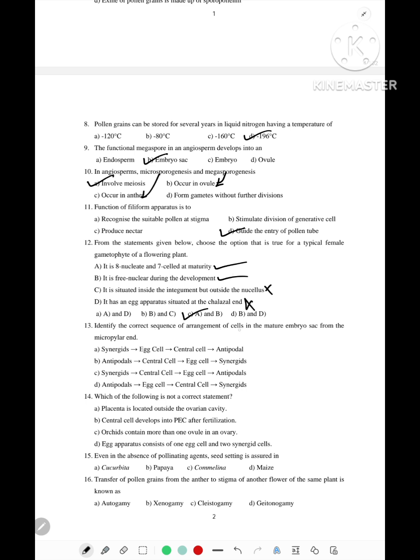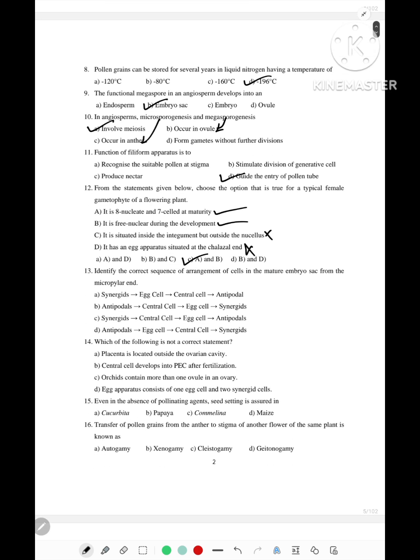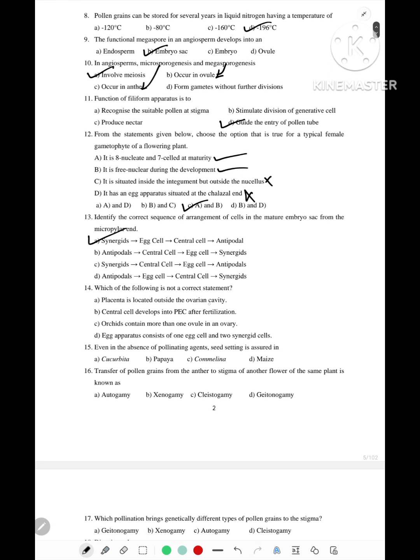Identify the correct sequence of arrangement of cells in a mature embryo sac from the micropylar end. That is, from synergids to synergids, egg cell, central cell, and antipodals. Which of the following is not a correct statement? Placenta is located outside the ovarian cavity. Central cell develops into primary endosperm cell after fertilization. Orchids contain more than one ovule in an ovary. Egg apparatus consists of one egg cell and two synergids. So the statement that placenta is located outside the ovarian cavity is incorrect; it is present inside the ovarian cavity.